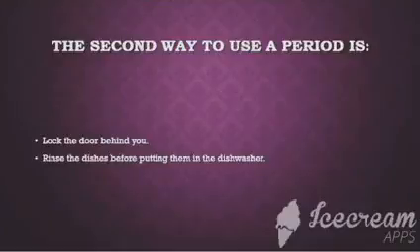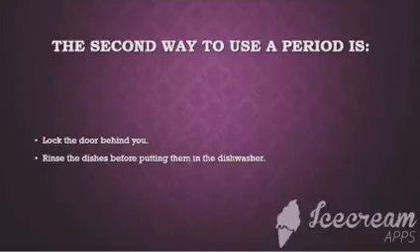We had a second way to use a period. The second way to use a period is that you should also use a period at the end of sentences that are intended to instruct or command. And it is easy to identify. For example, when we are speaking about commands, they are something like orders. We can see, for example, lock the door behind you, or rinse the dishes before putting them in the dishwasher.